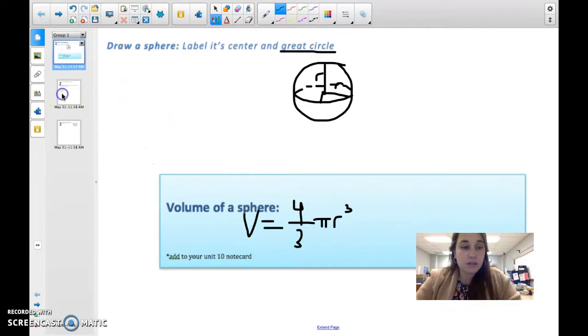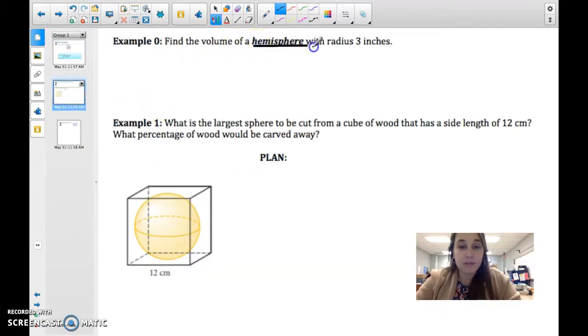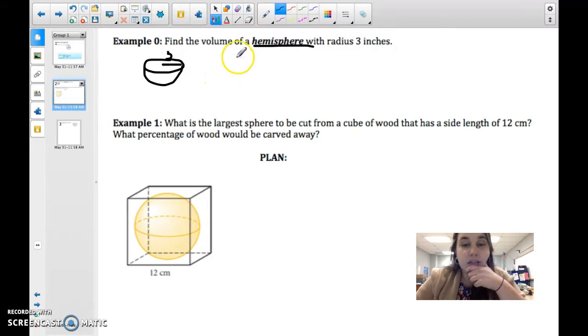So here's a simple problem. Find the volume of a hemisphere with a radius of 3 inches. A hemisphere is half a sphere. So the radius is 3. Not too bad at drawing that. First, let's find the volume of the entire sphere. We'll do 4/3 pi r cubed, and 3 cubed is 27.